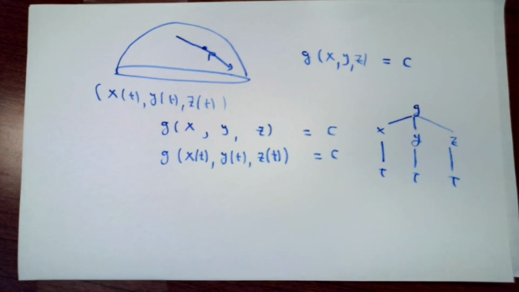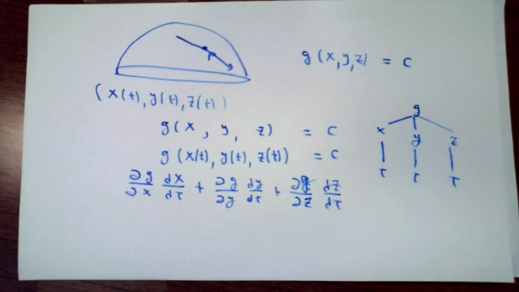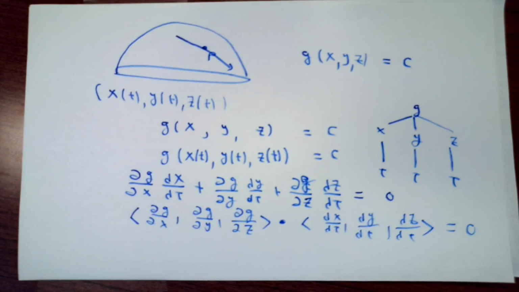If I stay on that pathway, g depends on x, y, and z, but x depends on t, so does y, so does z. I can write out the chain rule for the rate of change of the g value as I change position along the curve. But on the other hand, since g is a constant, its rate of change is 0.